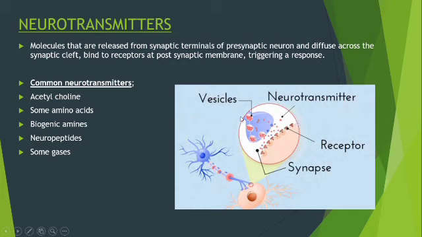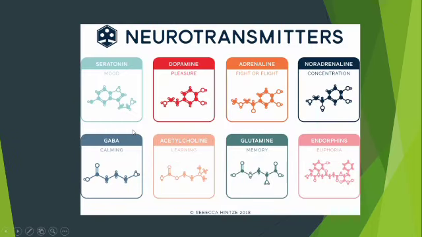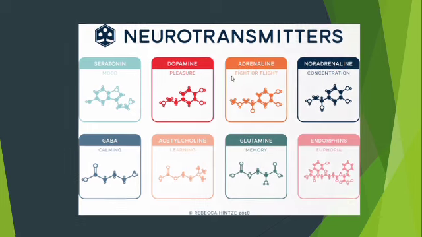Some common neurotransmitters are acetylcholine, some amino acids, biogenic amines, and neuropeptides, and also some gases. So here you can see some common neurotransmitters: adrenaline, noradrenaline, acetylcholine, etc.